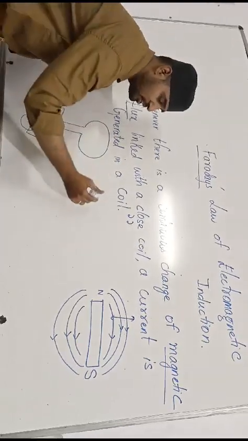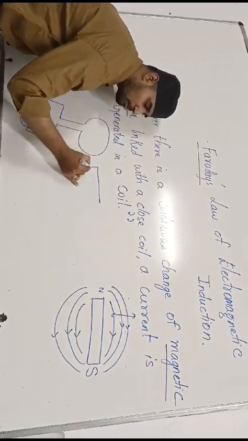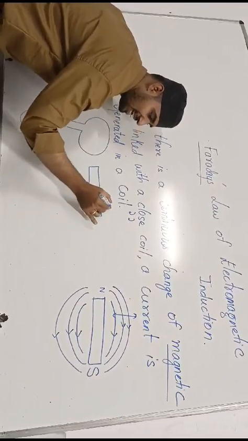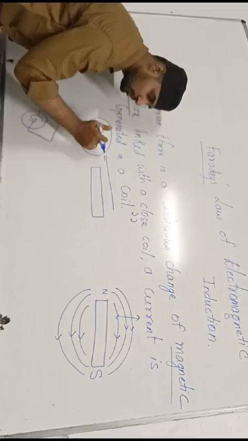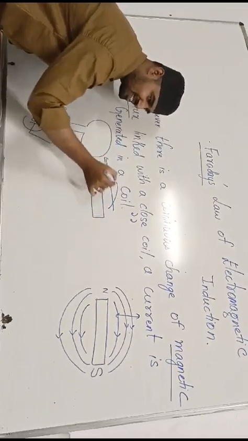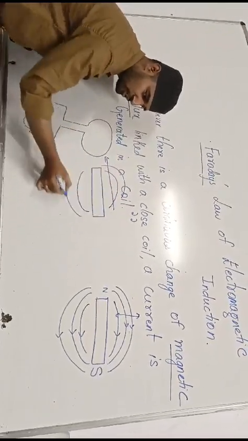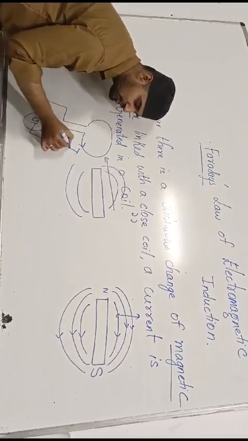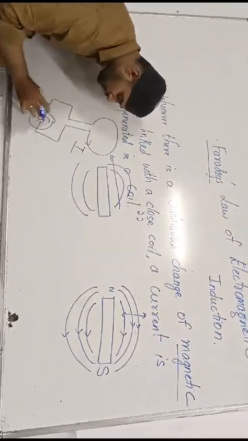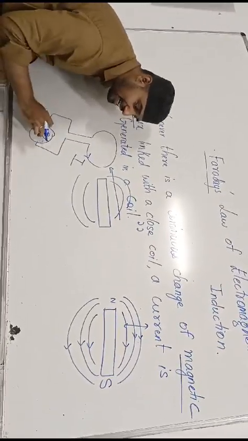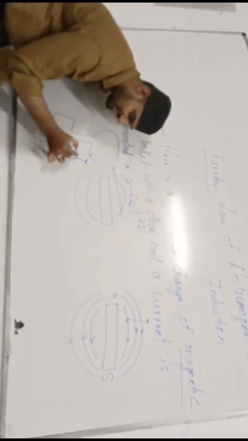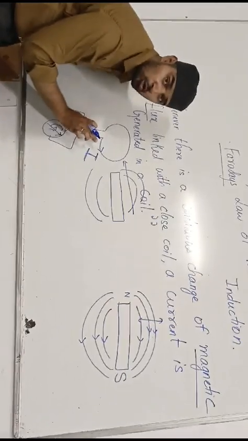Then he took a bar magnet and brought it near to the coil. As there is a change in the magnetic flux around the coil, current is produced inside the coil. This current causes the deflection inside the galvanometer, indicating the presence of current generated inside the closed coil.